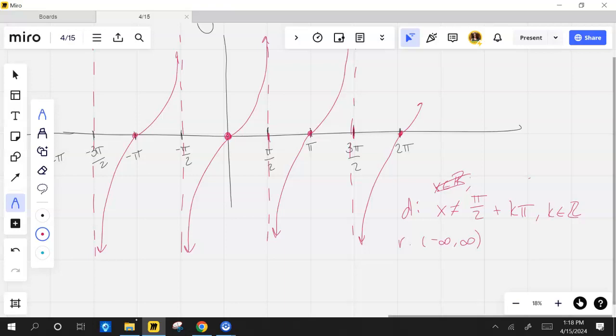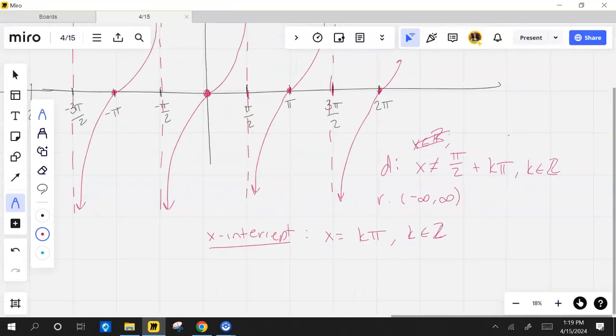So the x-intercept is what we did what? What did we do first? Okay, so it's every single whole pi. So yes, you're exactly right. It's x equals k pi, where k is an integer. How about y-intercept?